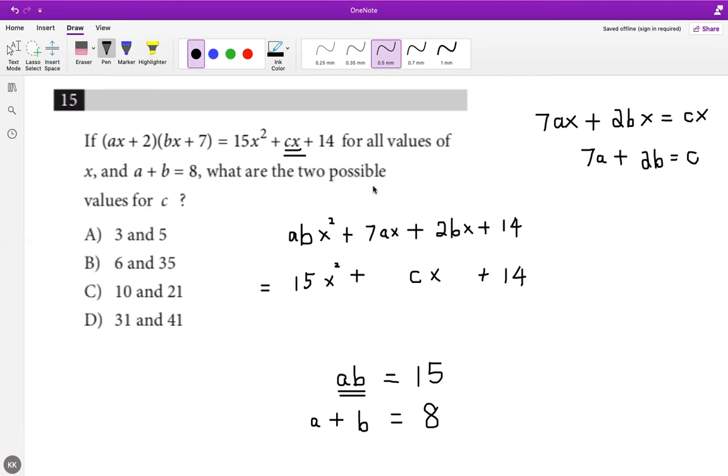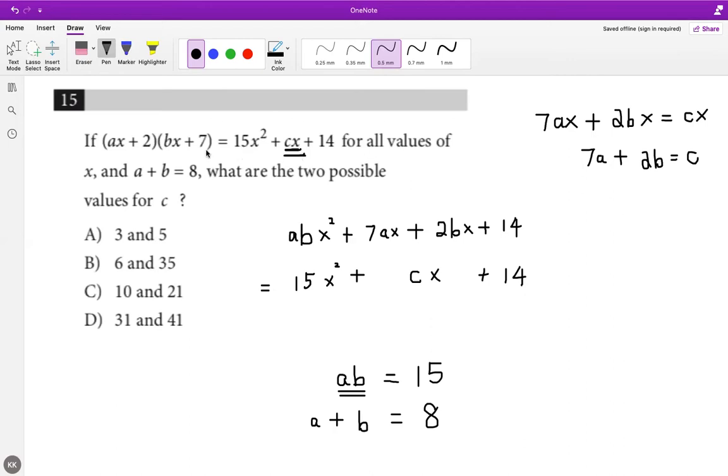So let's focus on question 15. Question 15 asks you to find the two possible values for C. So this is a C value. I want you guys to actually pause the video and think about this question. This is a really complicated question, the most complicated I've ever seen in an SAT practice exam. So please pause the video and try this first. Make sure you try this first before watching this video.